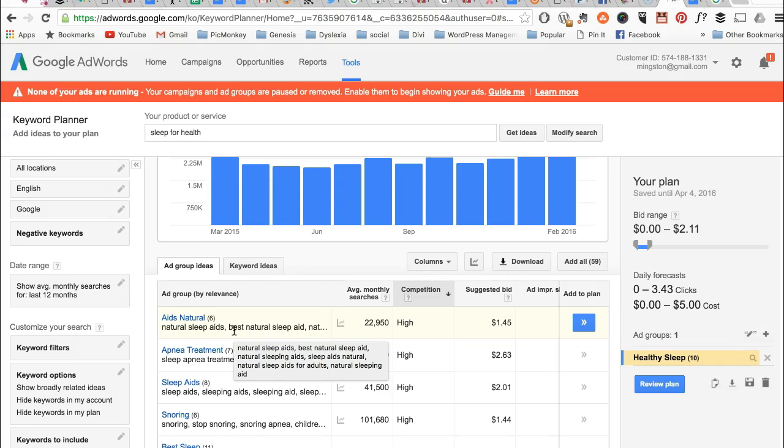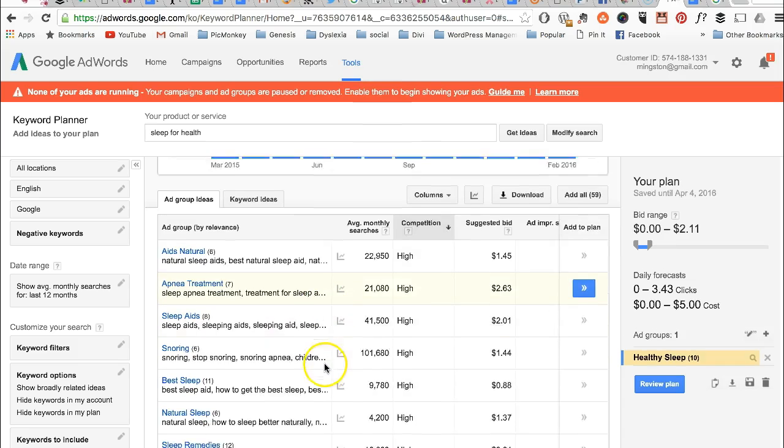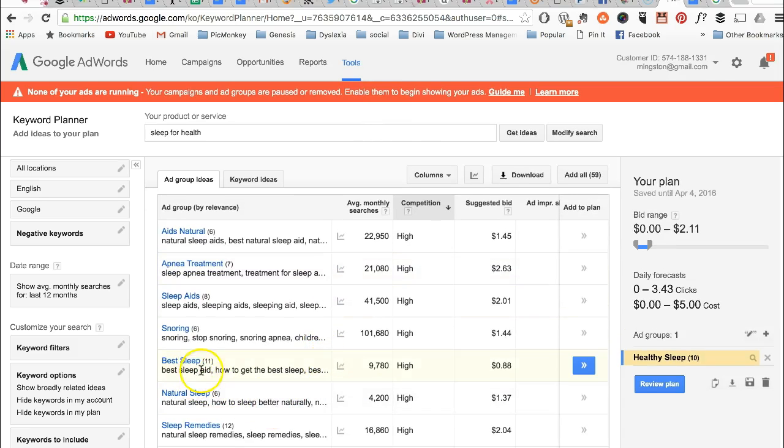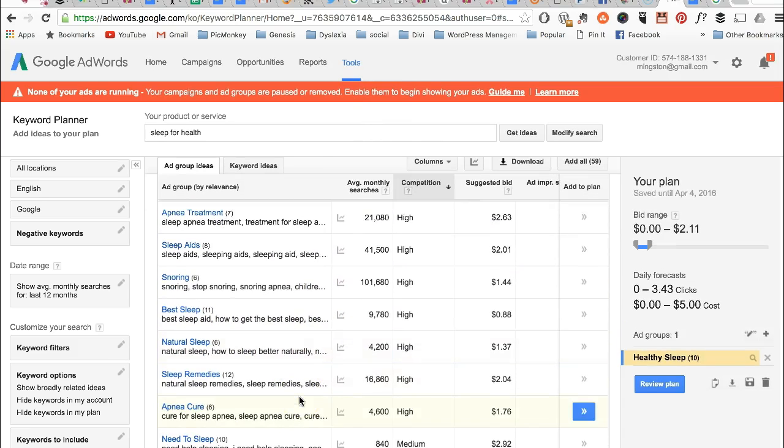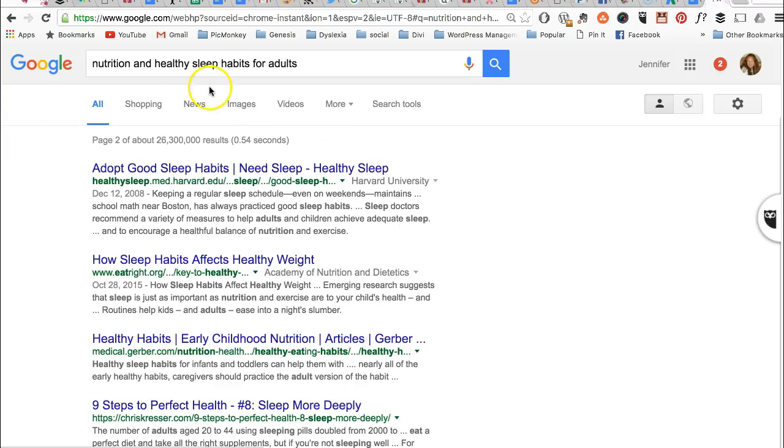So high competition isn't going to really be about what a blogger would write about. A blogger is going to be writing about more of the low competition stuff, because low competition is more the ideas and high competition is more what somebody would be searching for if they're looking to buy something. So when you look at all of this, like best sleep aid, how to get the best sleep, these have really high competition for these keywords, and some of them don't even have that many monthly searches.